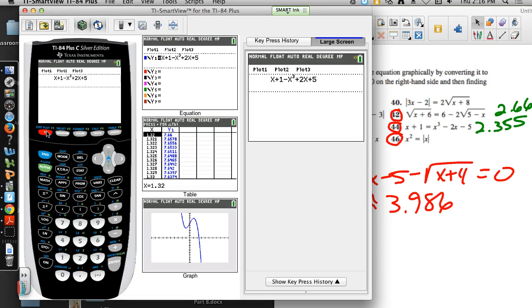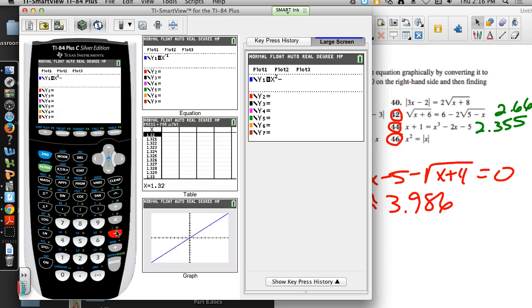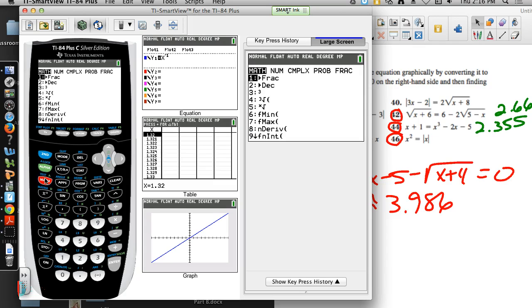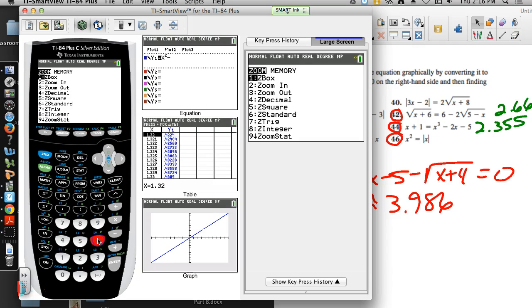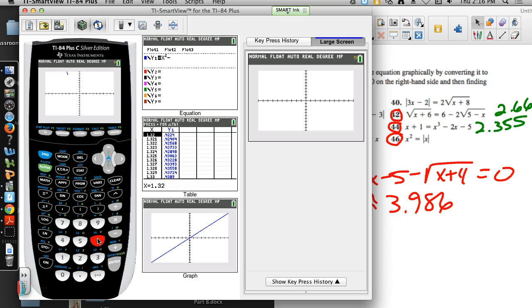Number 46. Let's punch it in and see what we get. And we have x squared, and then minus the absolute value of x. That is under math, numbers, number 1, x. And I'll arrow out of there. And we'll try zoom 6 again. Negative 10 to 10 window.